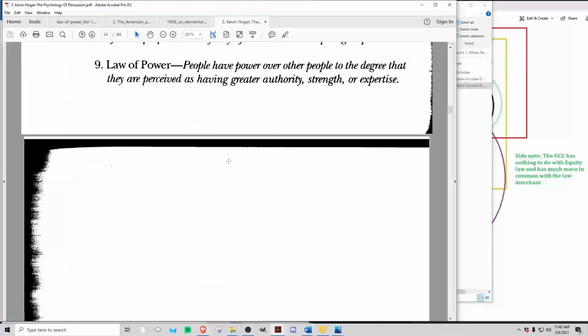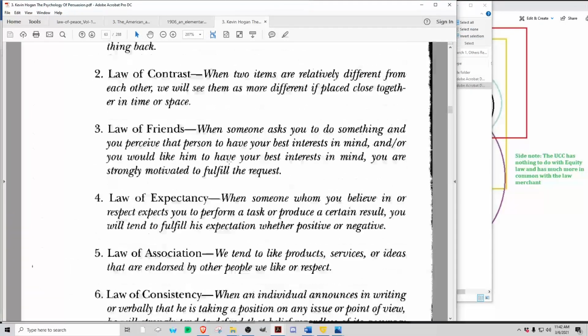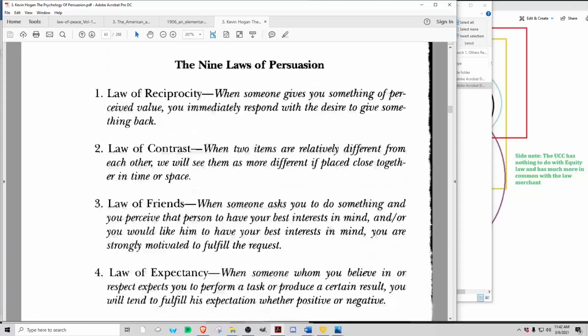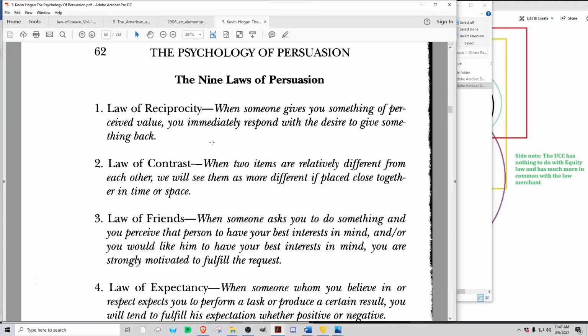I'm going to scroll down here and see if I can get, okay, I think here's all of them. I'm going to read all these just really quick because these are important. So the law of reciprocity: when someone gives you something of perceived value, you immediately respond with the desire to give something back. Okay, that's normal, that's natural. Nothing wrong with that one.